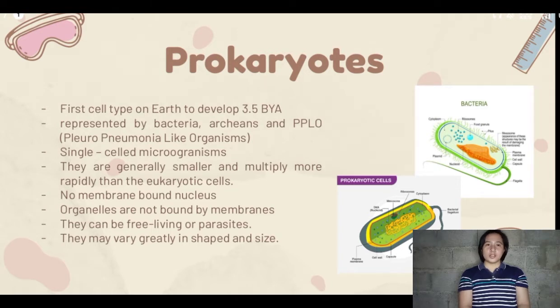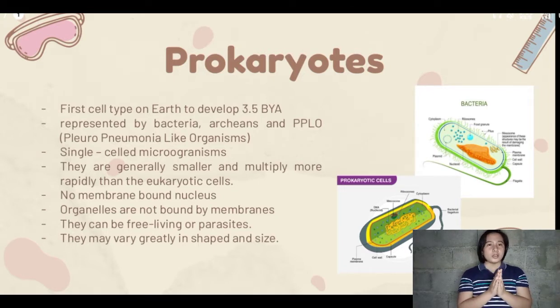The prokaryotic cells are represented by bacteria, archaeans, blue algae, mycoplasma, and PPLOs or pleuropneumonia-like organisms. Prokaryotic cells are unicellular or single-celled. They are generally smaller and multiply more rapidly than eukaryotic cells.